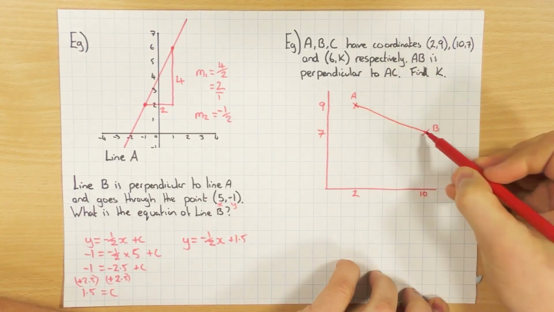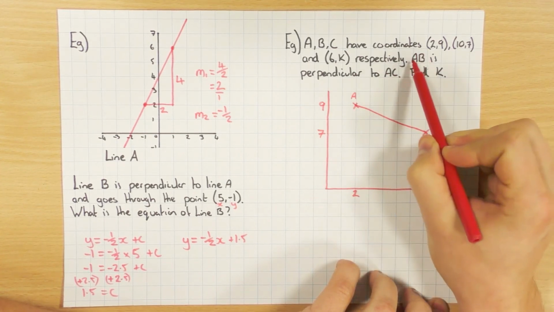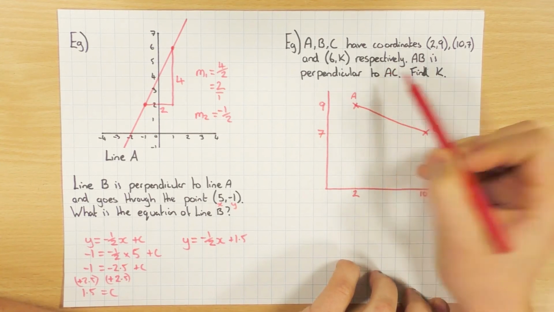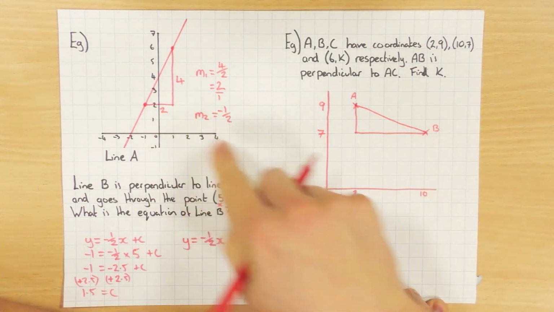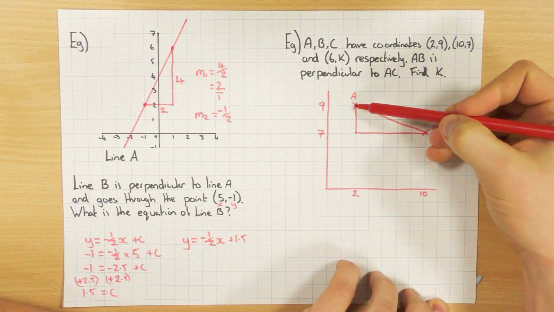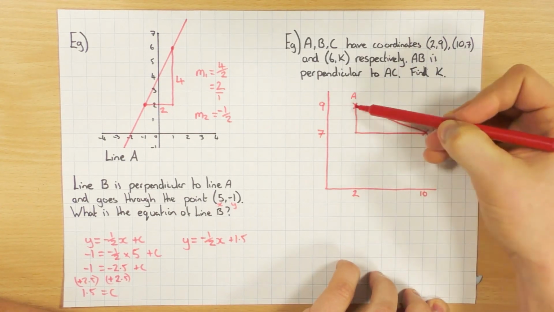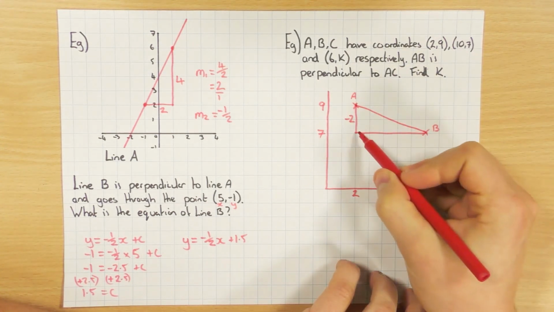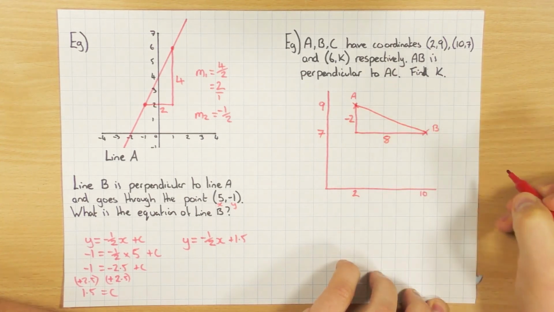So one thing I can do is work out the gradient of AB, because I know AB is perpendicular to AC. So if I work out the gradient of AB, I can then work out the perpendicular gradient of line AC. So let's do that in exactly the same way I did on the previous example. I know those two coordinates, so I'm going to draw my triangle. What's the difference in y? Well, to go from this point to this point, it goes from 9 to 7. So it actually goes -2, and then from A to B on the x, well, it's 2 to 10, so it's going to be 8.